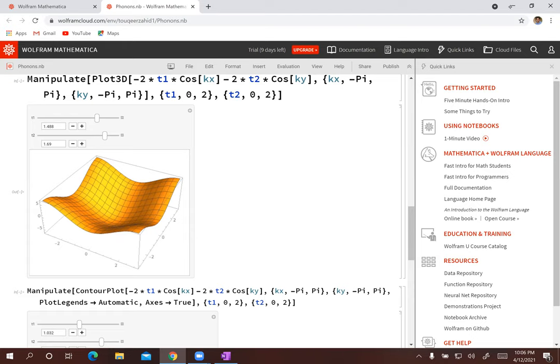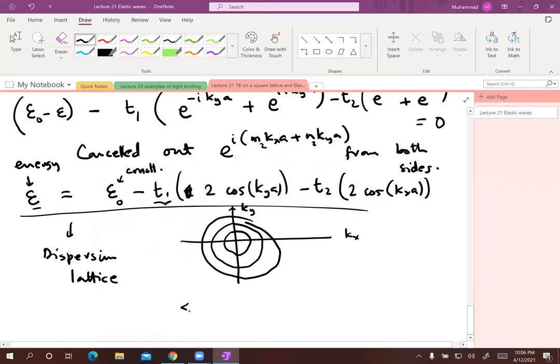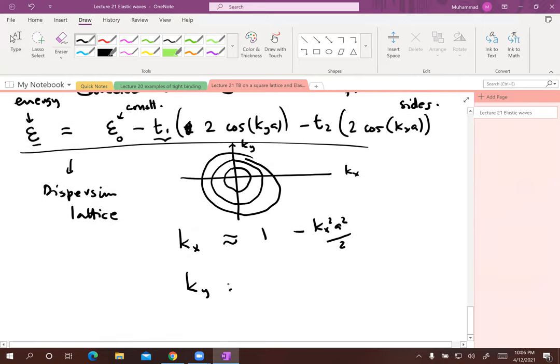And I can also look at that dispersion relationship if I were to replace cosine kx in the vicinity of 0 by 1 minus kx square a square over 2, and I replace cosine ky by 1 minus ky square a square over 2. I will immediately find out that my dispersion relationship in this region is going to start looking like ellipsoidal bowls or cusps. So now I have a bowl-shaped dispersion relationship for this two-dimensional lattice. So this closes my discussion for the tight binding model. If you have any questions, please feel free to ask.